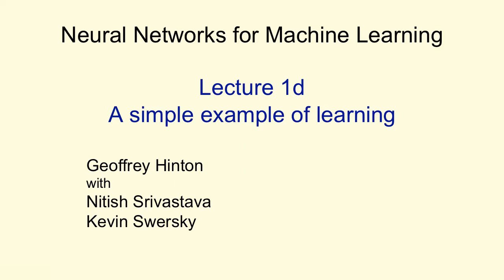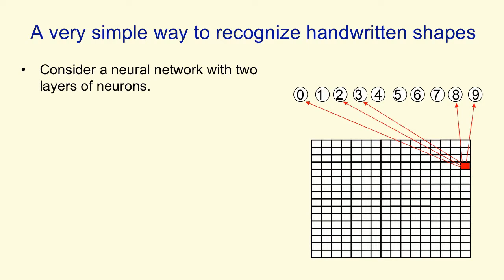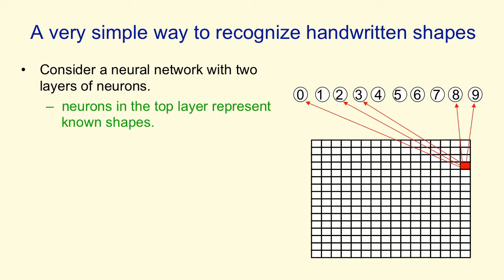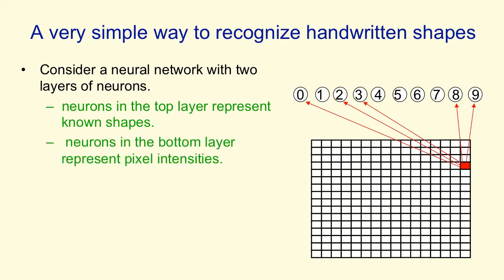So we're going to look at a very simple learning algorithm for training a very simple network to recognize handwritten shapes. The network only has two layers of neurons. It's got input neurons, whose activities represent the intensities of pixels, and output neurons, whose activities represent the classes. What we'd like is that when we show it a particular shape, the output neuron for that shape gets active.